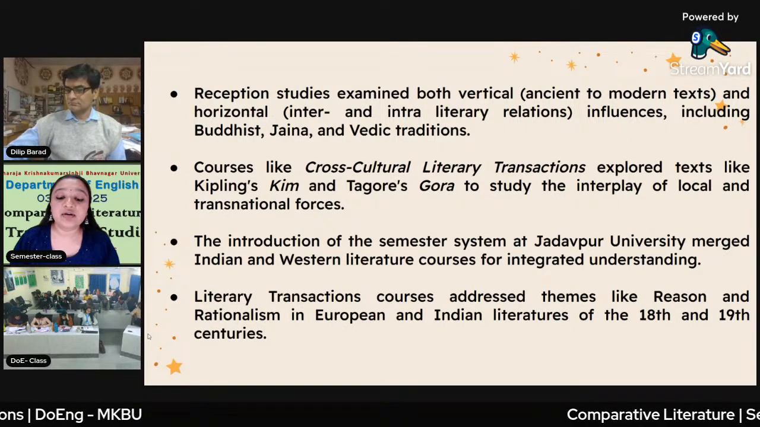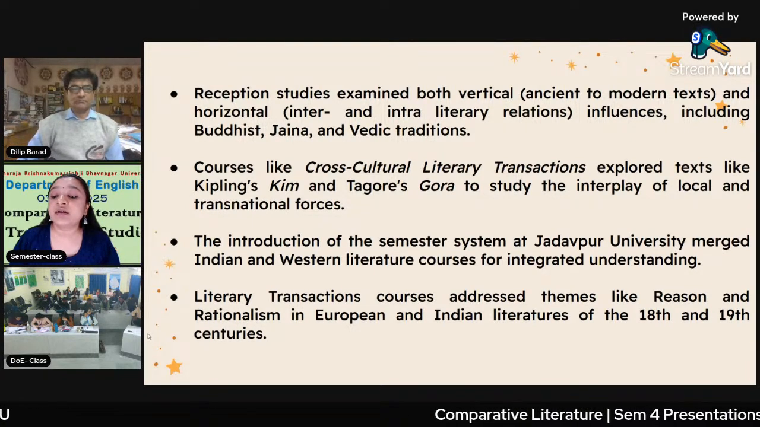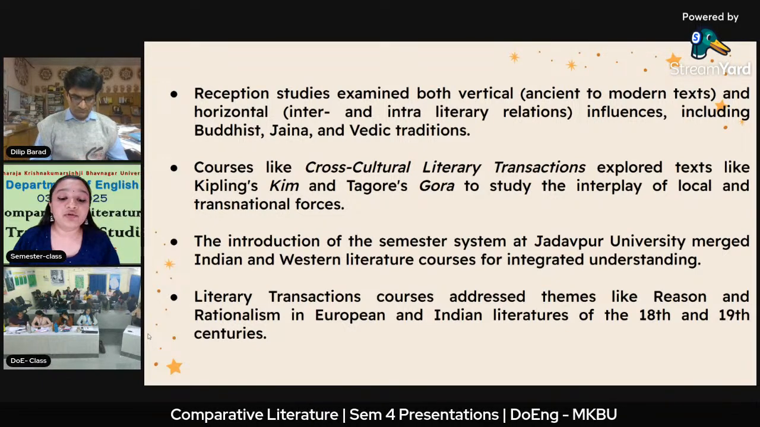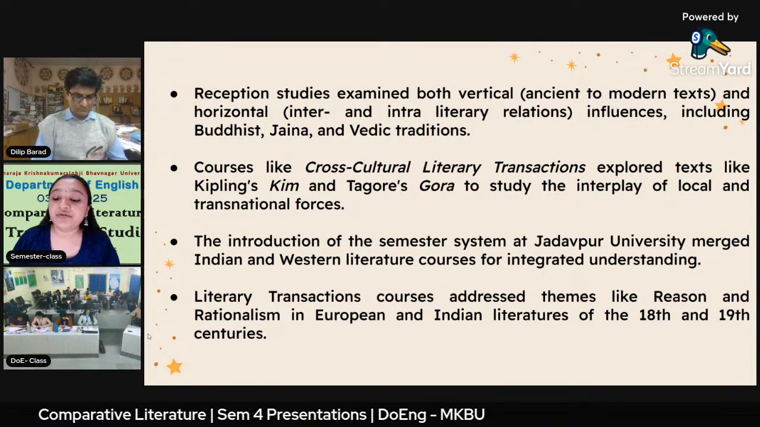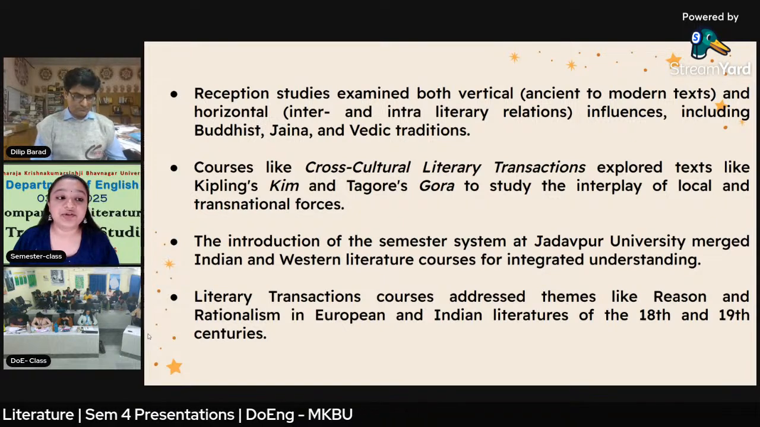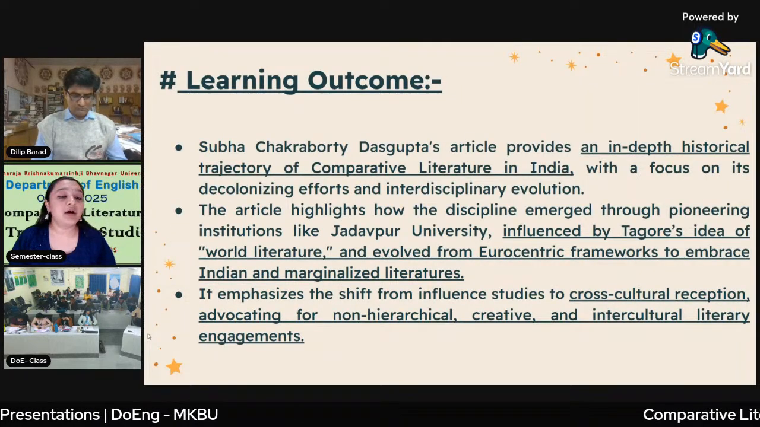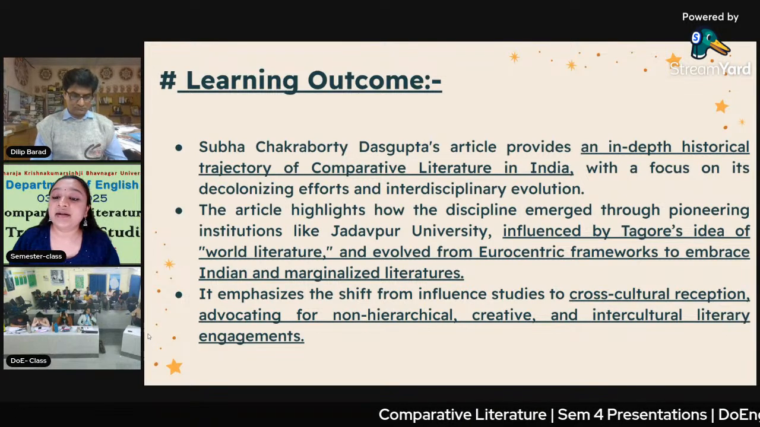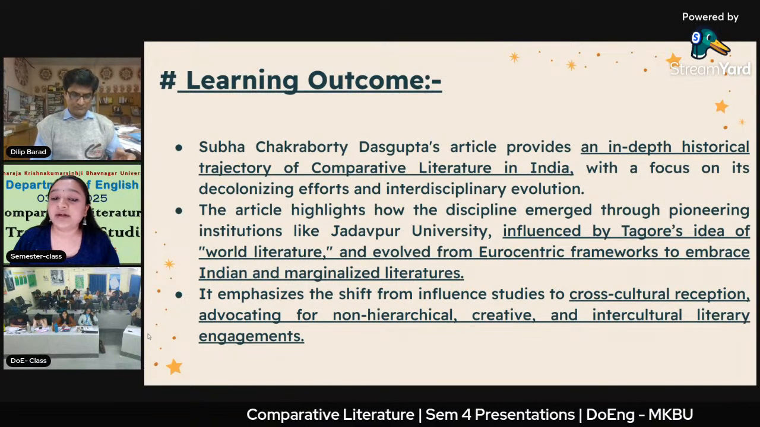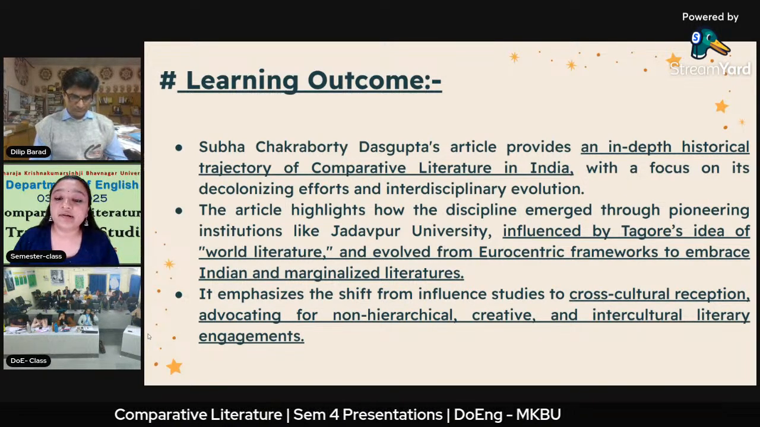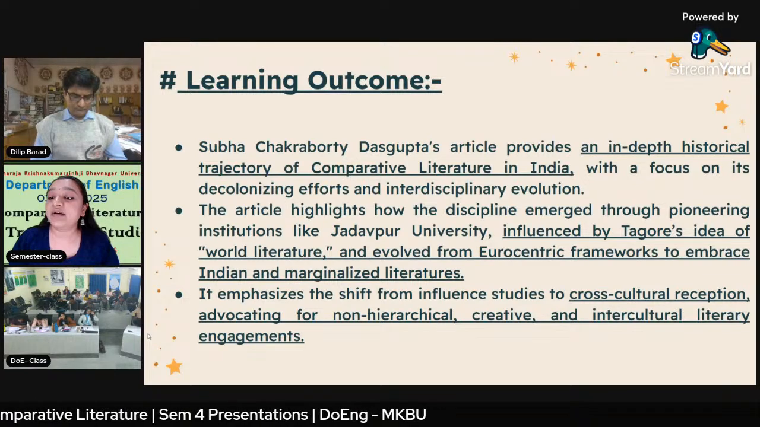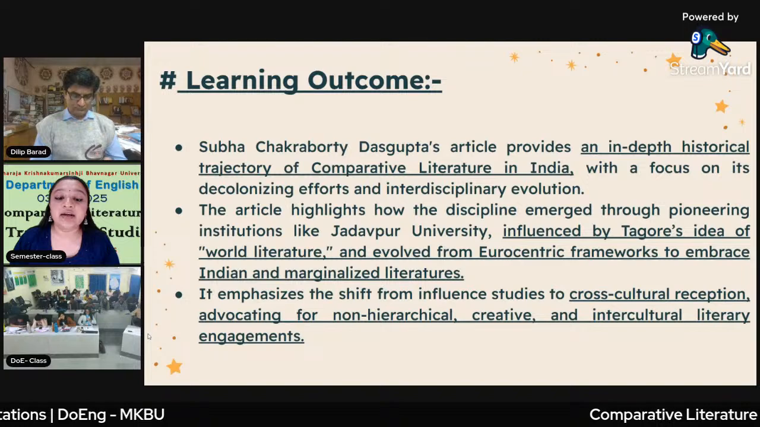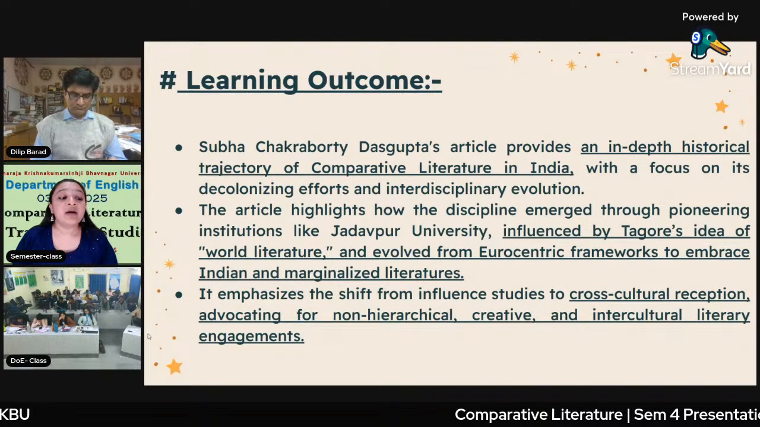Literary transaction courses addressed themes like reason and rationalism in European and Indian literature of the 18th and 19th century. My learning outcome is that Subha Chakraborty Dasgupta's article provides an in-depth historical trajectory of comparative literature in India, with a focus on its decolonizing efforts and interdisciplinary evolution.